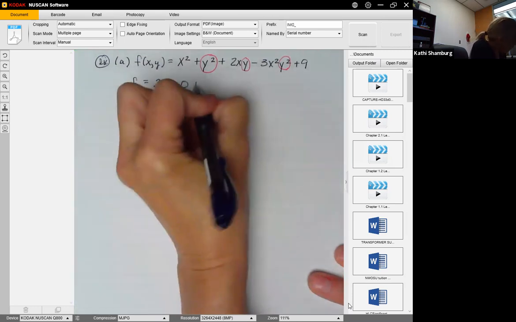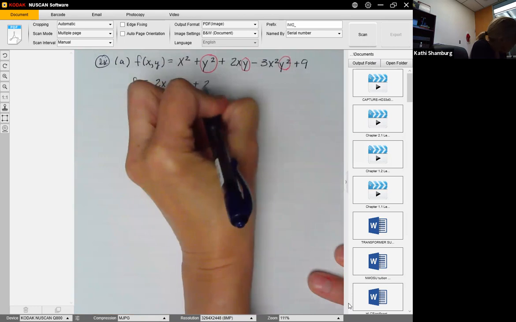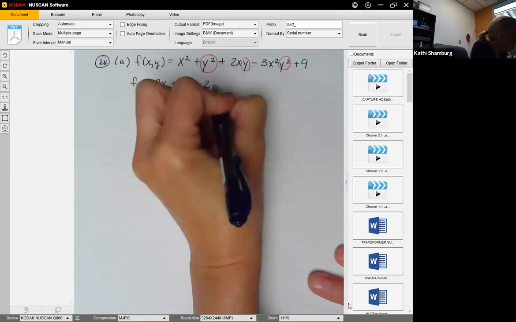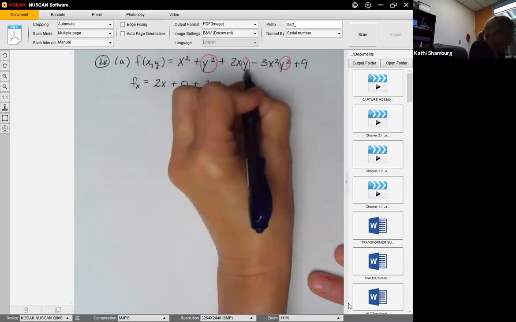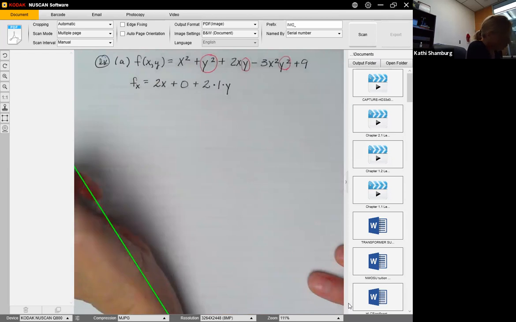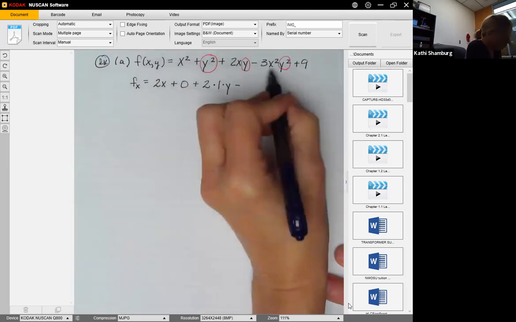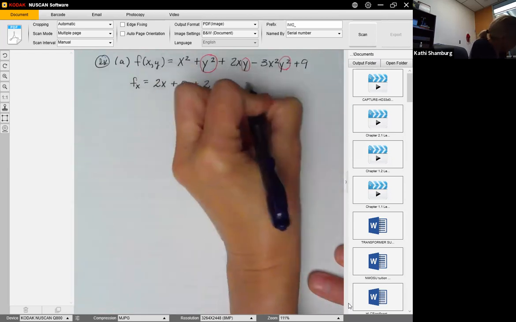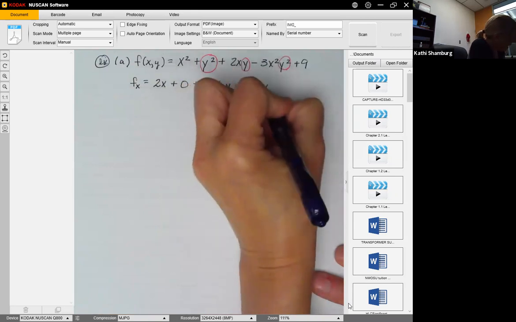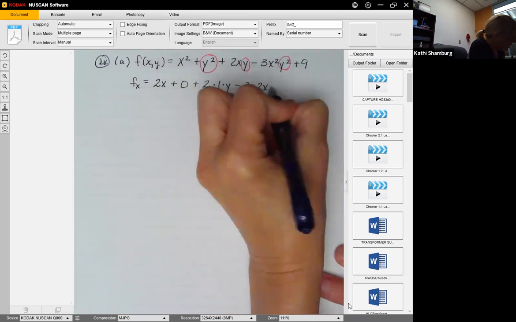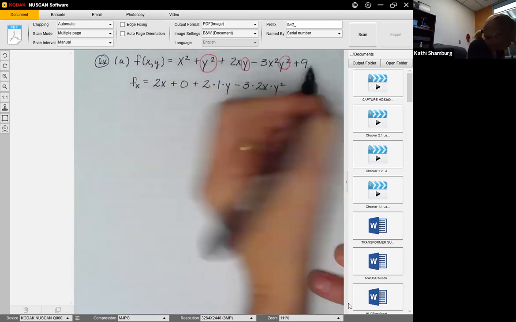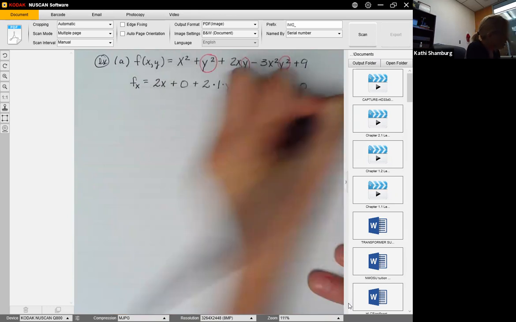Then we have plus 2 is a constant multiple. The derivative of x is just 1. And then the y is also a constant multiple, so we just write y. Minus, we have the 3. The derivative of x squared is 2x. And the y squared is treated as a constant multiple, so it just stays y squared. And then, of course, the derivative of a constant is 0.